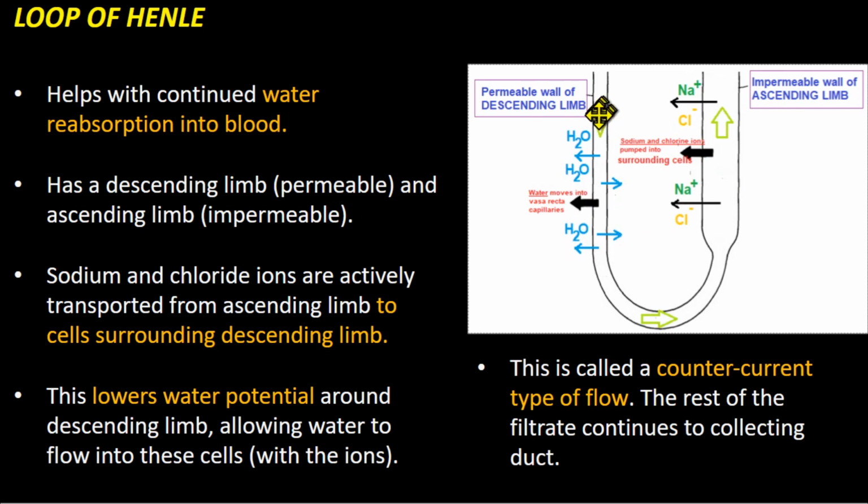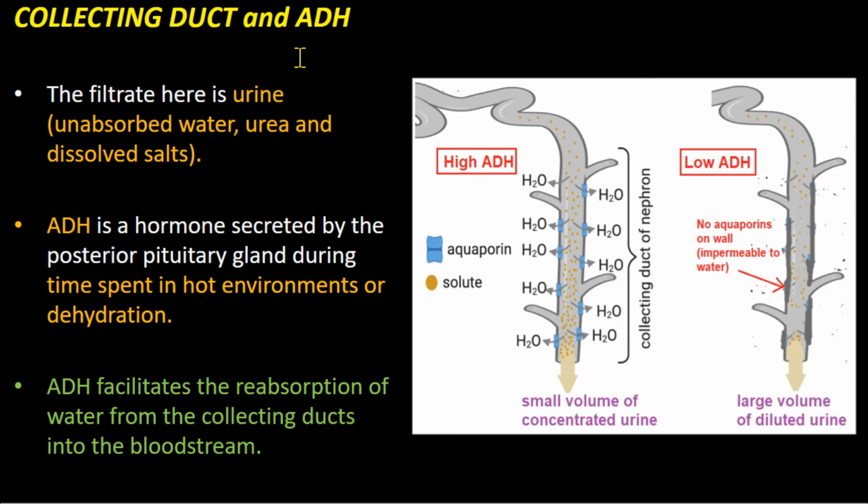There's going to be a higher water potential inside the descending limb and a lower one outside. This is going to allow water to flow into the surrounding cells here, of course with those ions. So the water is going to move into the surrounding cells, or into the capillaries around those cells. This is called a countercurrent type of flow. The rest of the filtrate, by the way, would continue to the collecting duct. At the collecting duct, the filtrate here is basically urine. This is unabsorbed water, urea, and any dissolved mineral salts.